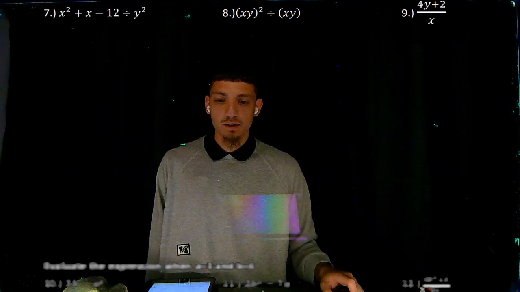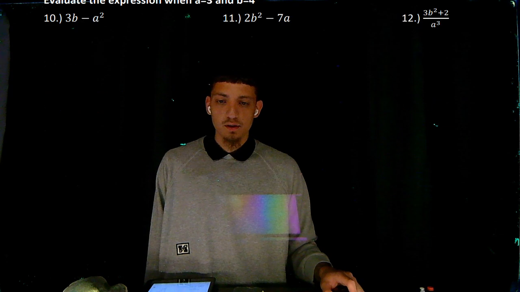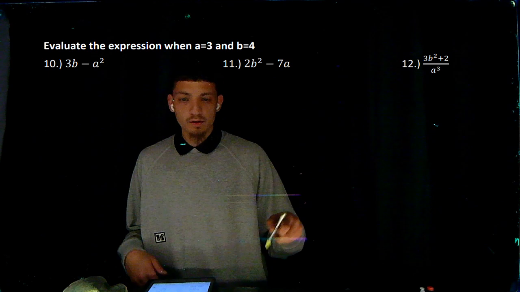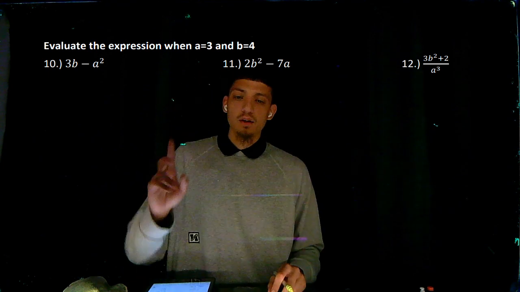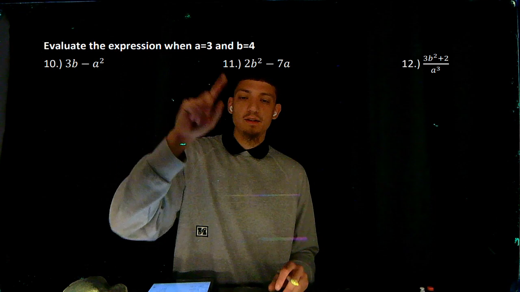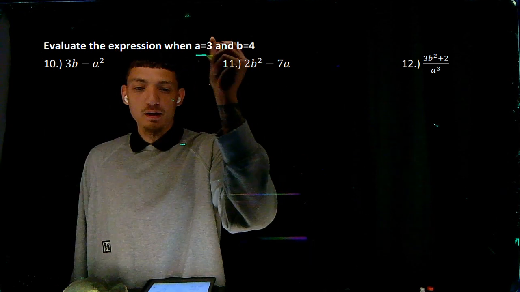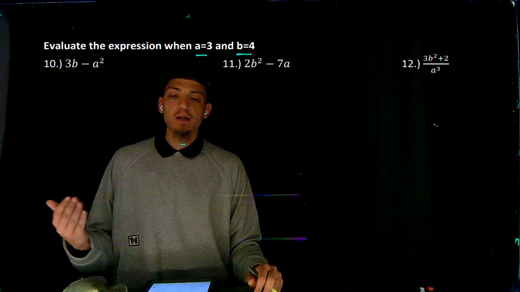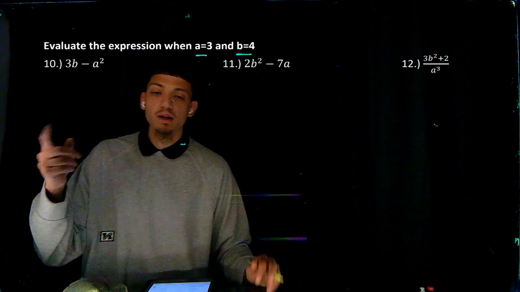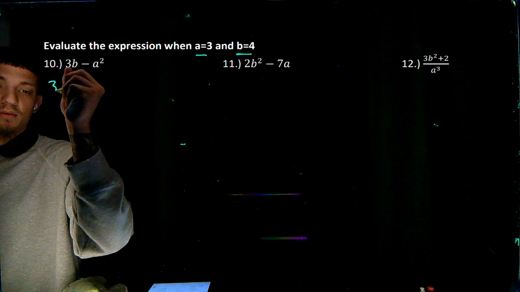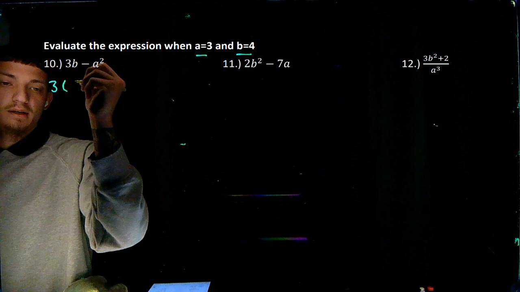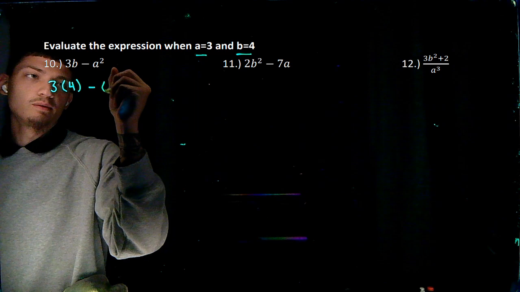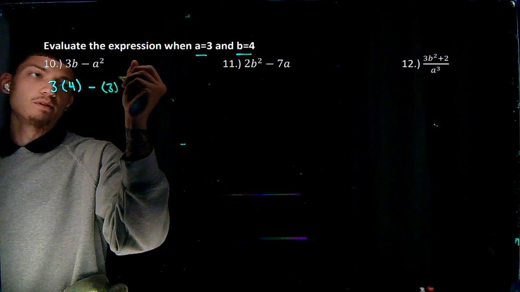All right, last 3 here. So they gave us different variables and different numbers that they equal to. So evaluate the expression when a is equal to 3 and b is equal to 4. So we're going to replace these variables for what they equal to when we evaluate them. So looking at number 10, we have 3 times b, which would be 4, so 3 times 4 there, minus a squared, which would be 3 squared because a is equal to 3.